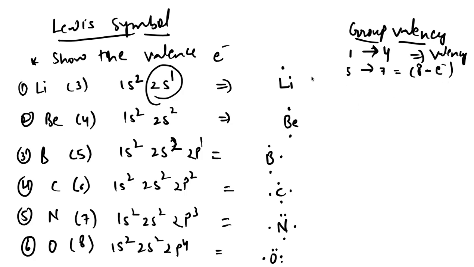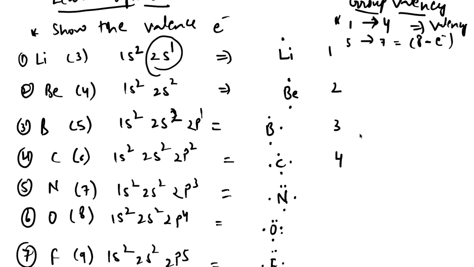To explain this, for example, what is the valency of lithium? In this case the first rule applies because it has only one electron. If it has 1 electron, its valency is 1. If it has 2 electrons, its valency is 2. If it has 3 electrons, its valency is 3. If it has 4 electrons, its valency is 4. So here the first rule applies.